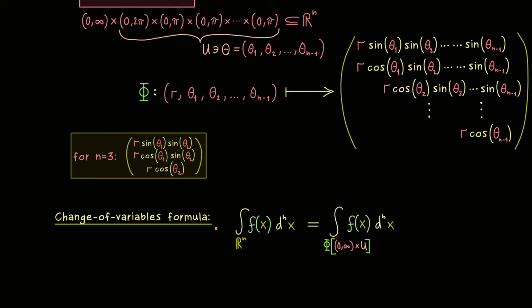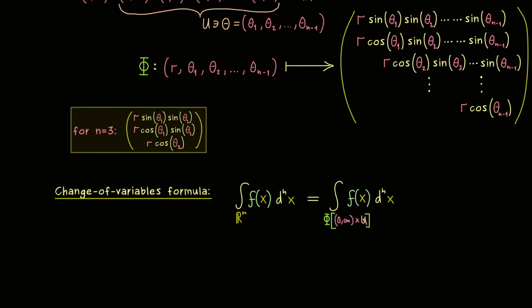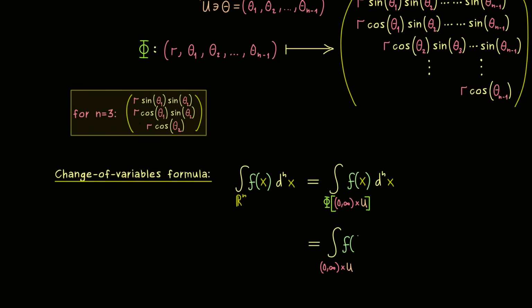And now comes the change of variables formula. We integrate over this domain here and substitute x with phi. So quite simple, we have the integral of f of phi of r and theta. And please don't forget, our theta here consists of n-1 components. And moreover, the change of variables formula also tells us that the Jacobian determinant comes in here. So this is an important thing in the substitution, such an additional factor always comes in.